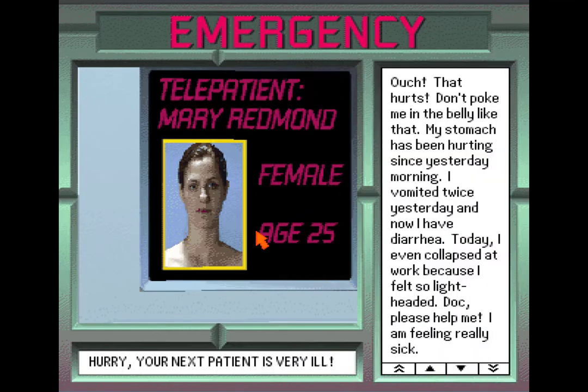Oh, that hurts. Don't poke me in the belly like that. Oh, my stomach's been hurting since yesterday morning. I vomited twice yesterday, and now I have diarrhea. Today I even collapsed at work because I felt so lightheaded. Doc, please help me. I'm feeling really sick.